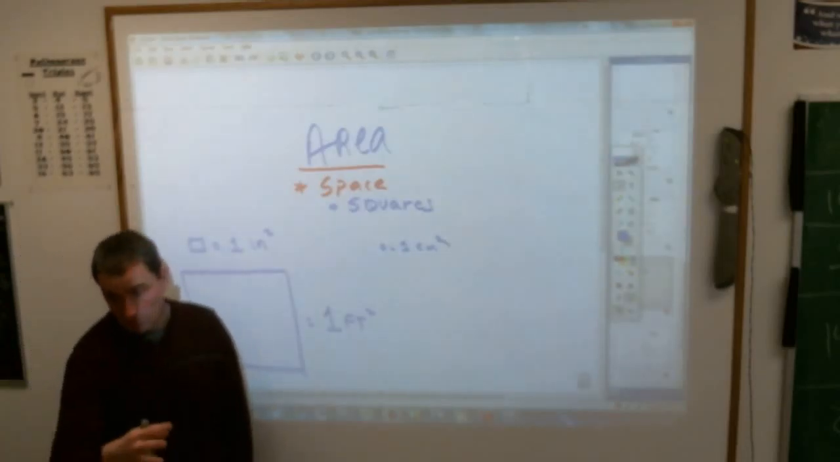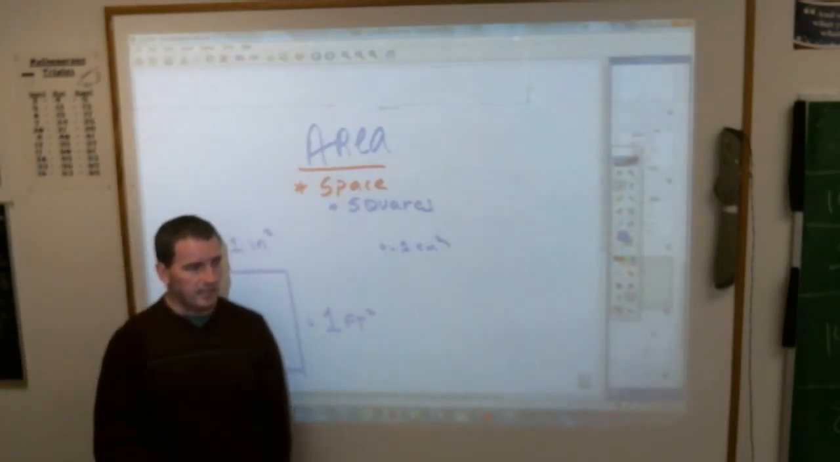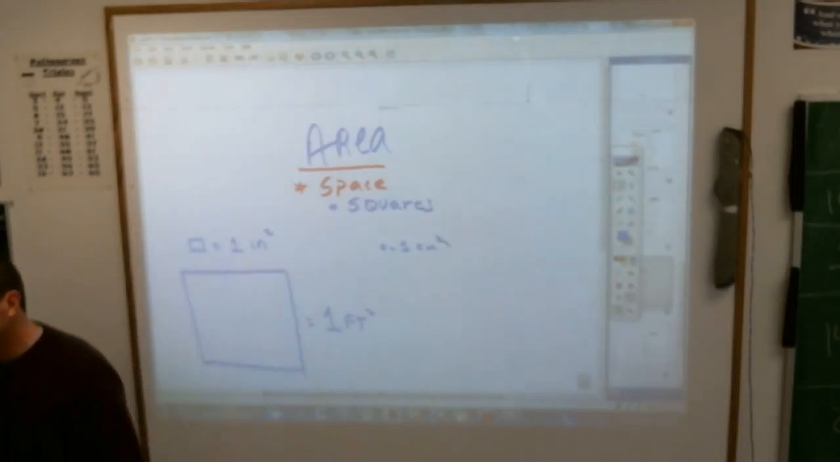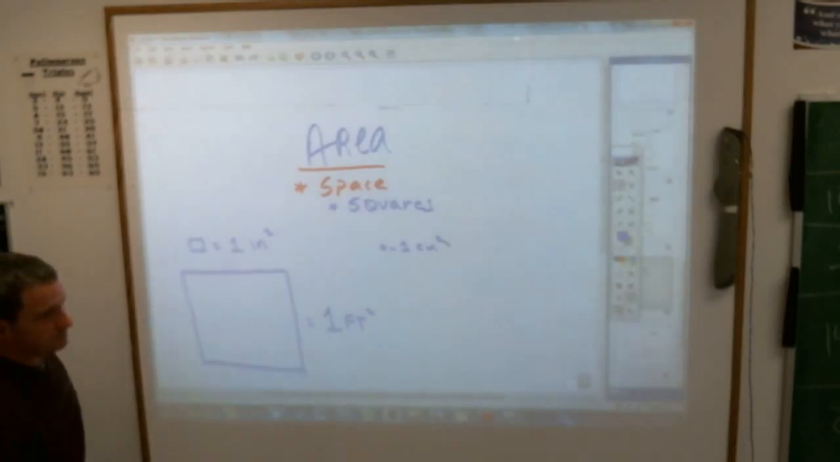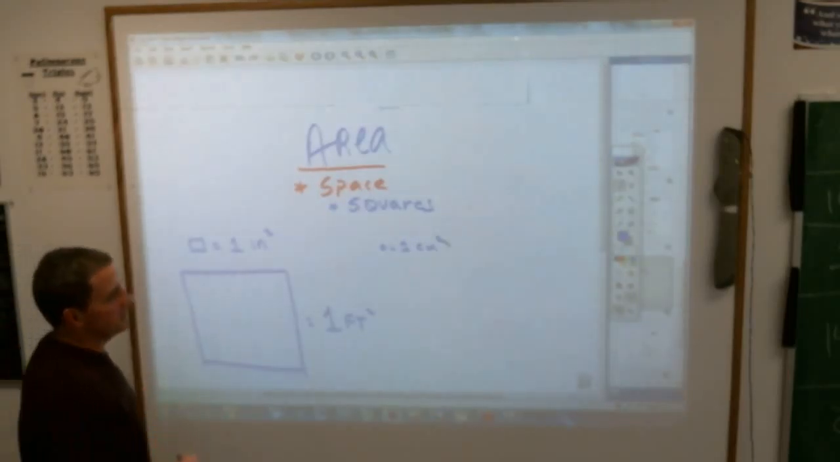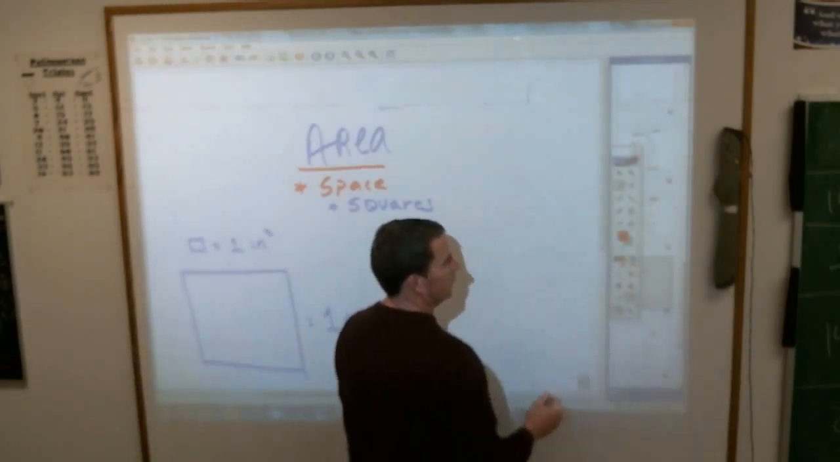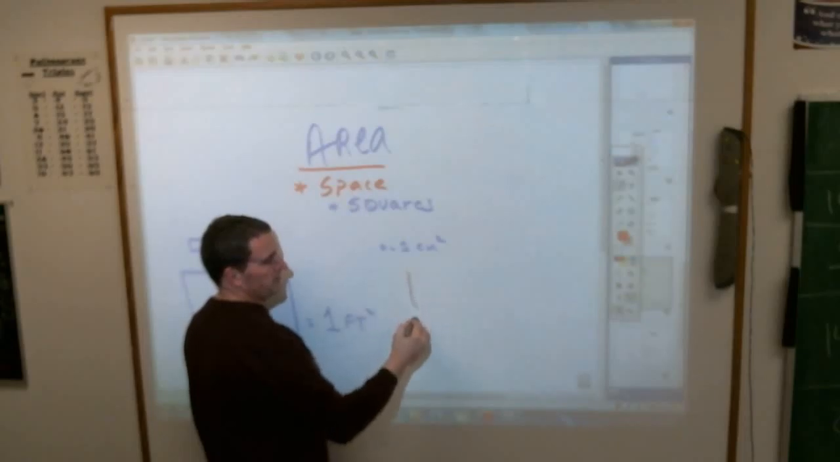Another example would be if I asked you what the square footage of my classroom is, what would you tell me? How many square feet do you think are in my classroom? I'm not going to let you walk, I'm just going to have you guess. Wade, what are you guessing? 20 square feet. 200 square feet. Bryce? 100 square feet. Anybody else? 125. Wade's changing his answer. 150. Right. I'm not going to tell you yet. That's going to be the last thing. Let's just look at something smaller first.